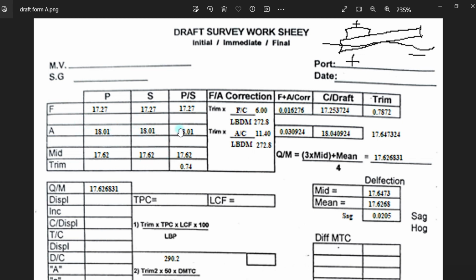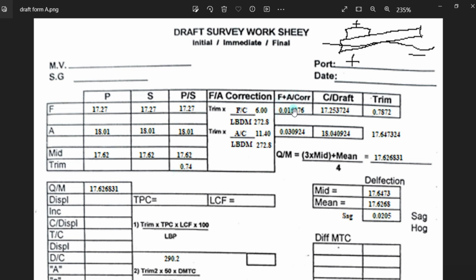Now deduct forward from aft, and you will have a trim of 0.74. So deduct this one and you will have a trim of 0.74. Okay.